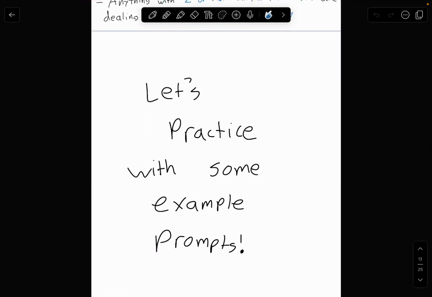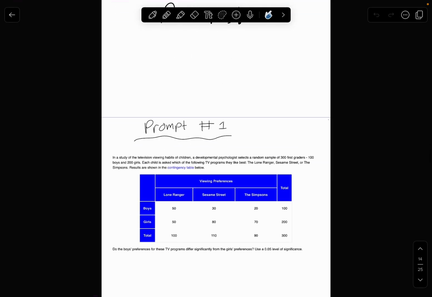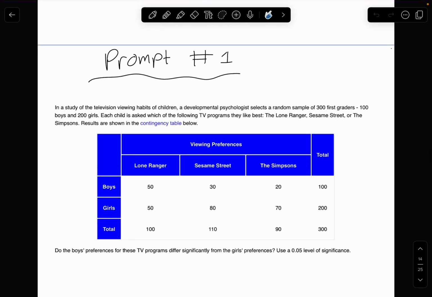Now let's use these tips for some example prompts. Here's prompt number 1. In the study of the television viewing habits of children, a developmental psychologist selects a random sample of 300 first graders, 100 boys and 200 girls. Each child is asked which of the following TV programs they like best: The Lone Ranger, Sesame Street, or The Simpsons. Results are shown in the contingency table below. Do the boys' preferences for these TV programs differ significantly from the girls' preferences? Use a 0.05 level of significance. I'll give you a second to pause and figure out the answer.